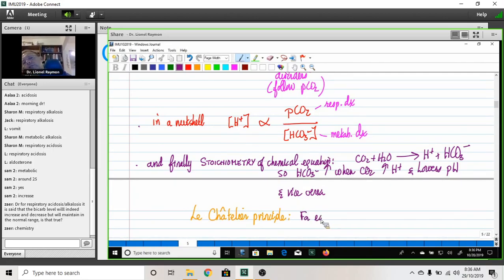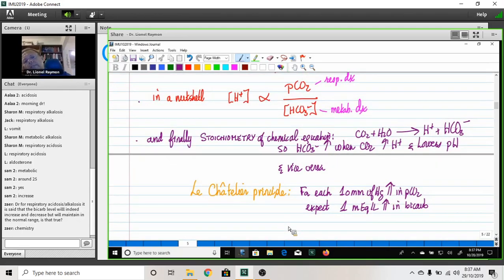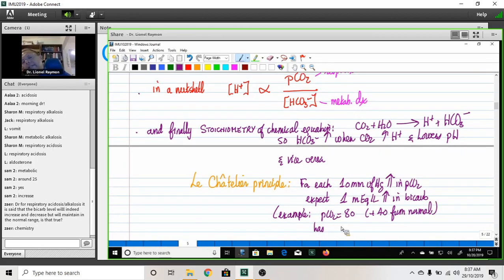For each 10 millimeters of mercury increase in PCO2, expect 1 milliequivalent per liter increase in bicarb. So, example, a PCO2 of 80, so plus 40 from normal, has a bicarb of how much?